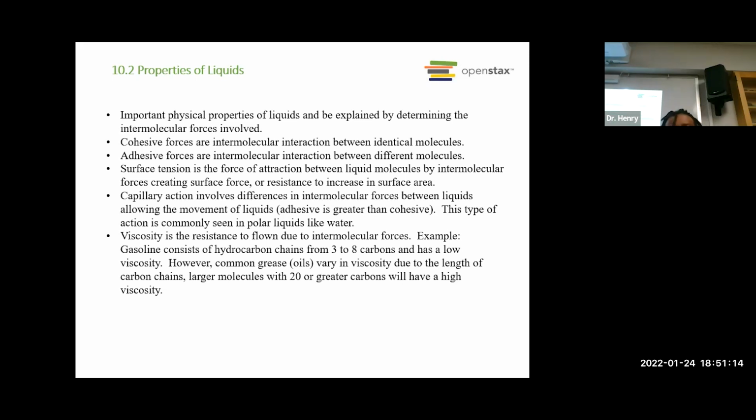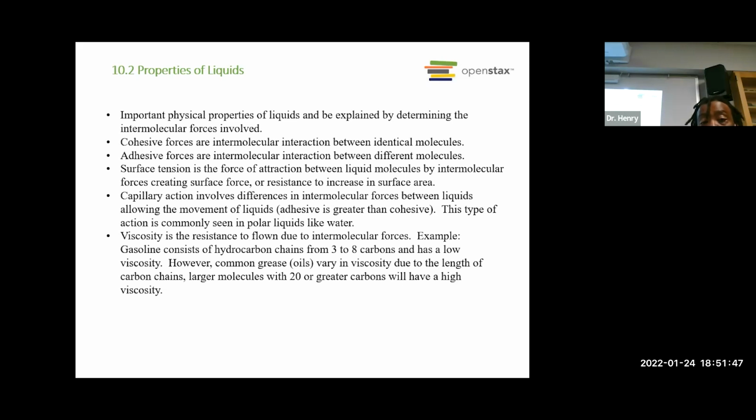Surface tension is just forces of attraction between liquids by the intermolecular forces, okay? That is created by the force of the surface. So surface tension, like you guys think about a graduated cylinder, right? It forms that meniscus. So that it going up like that, that's a result of surface tension.